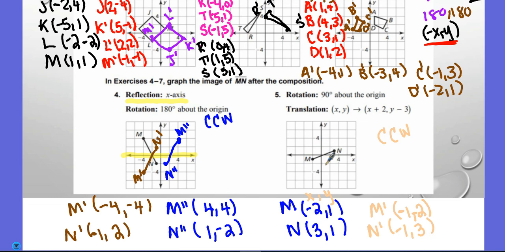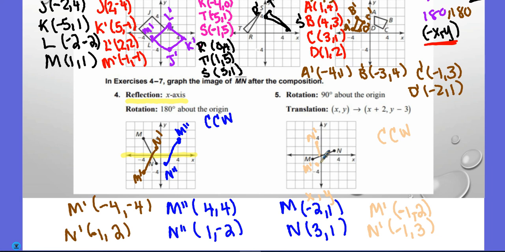Okay, now I'm going to go graph this. -1, -2, that's M prime. And then -1 and +3. That's right here. This is N prime. Alright, so that is the first transformation.